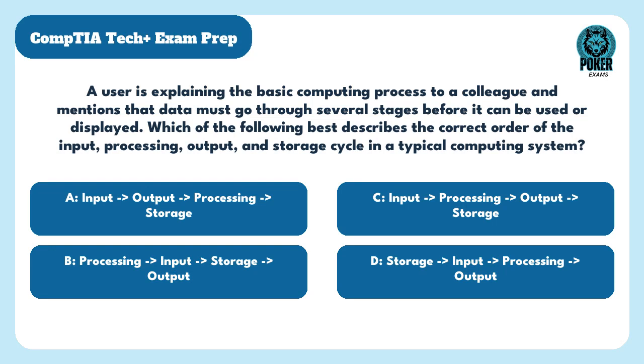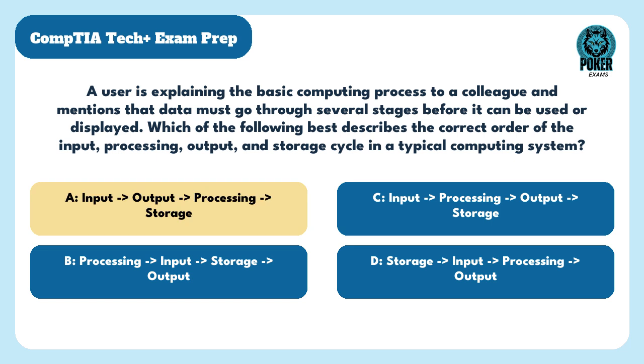Question 1. A user is explaining the basic computing process to a colleague and mentions that data must go through several stages before it can be used or displayed. Which of the following best describes the correct order of the input, processing, output, and storage cycle in a typical computing system? Is it Option A, input, output, processing, storage?